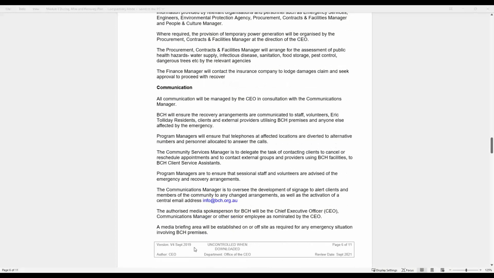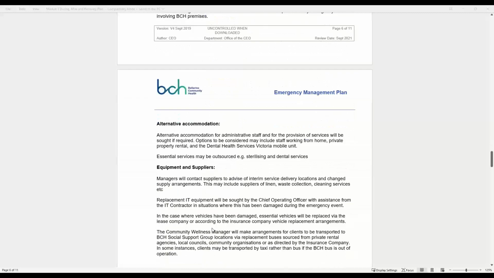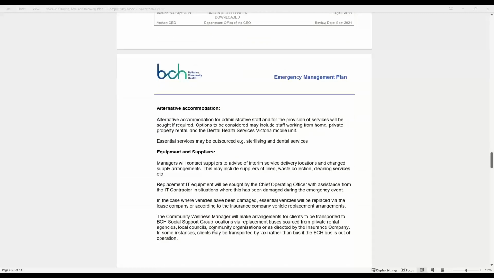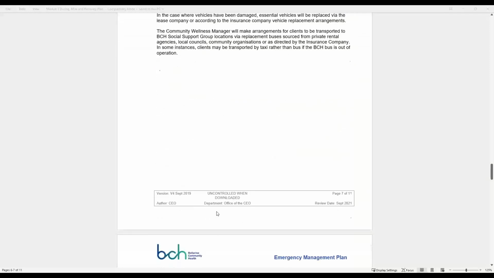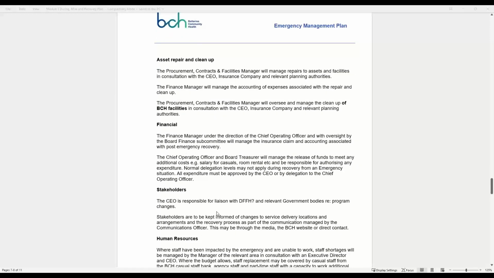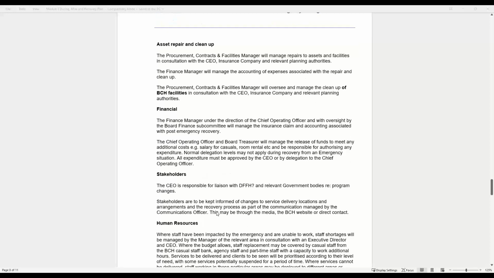Importantly, what also needs to happen is communication. All communication will be managed by the CEO in consultation with the communications manager, and all delivery of information will be done via this method directly to all staff across BCH. Where required, there may also be alternate accommodation for administrative staff, and the provision of services will be sought if required as well. Essential services may be outsourced, for example, sterilization of equipment and also dental services. Equipment and supplies will also be managed by key managers within BCH, and asset repair and cleanup will be managed by the facilities manager and the procurement team as well.